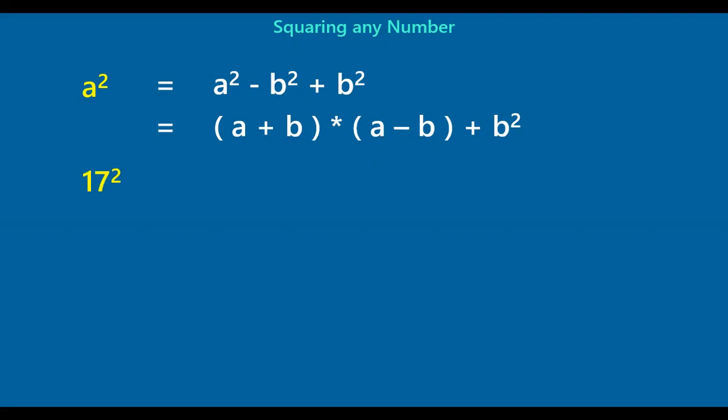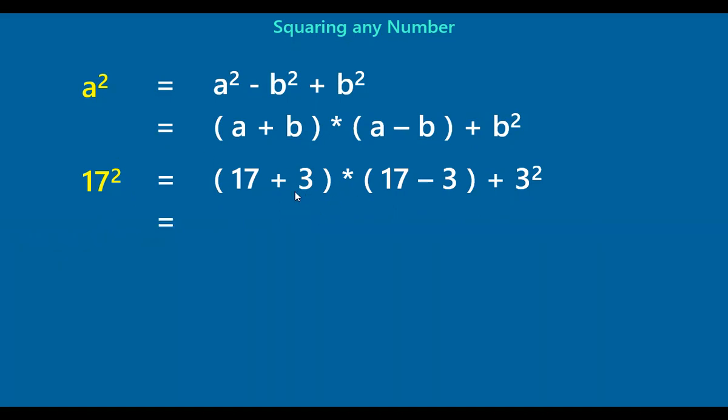Suppose let's take a very simple example, 17 square. We make it round. That is, the nearest number is 20 for 17. The difference is 3. So let's make it 17 plus 3 and 17 minus 3, plus b square is being added here. That means we are not going to change the value, but for our convenience, we split the number like this.